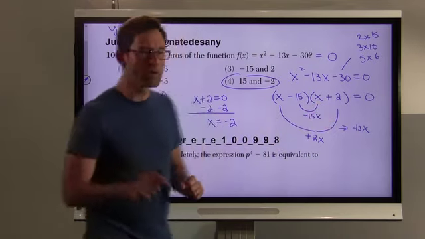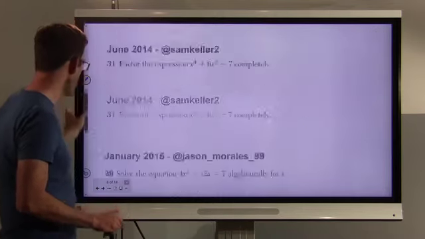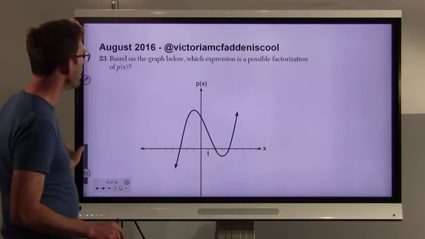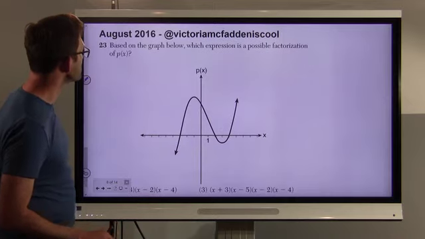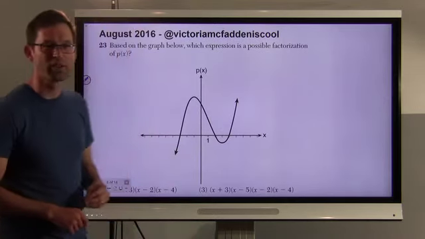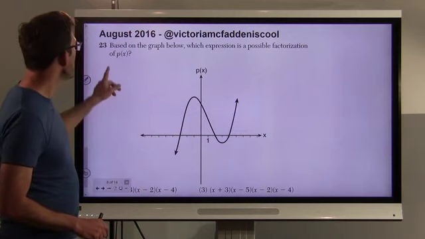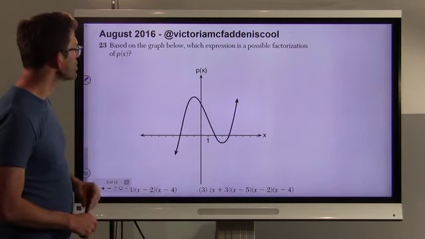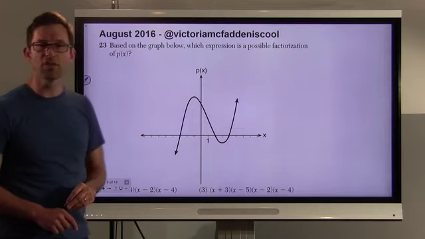Now, the reason that's important is just really quick. I'm going to pan all the way down to here. Okay. August 2016, at Victoria McFadden is cool, and I'm sure that you are, Victoria, no question about it. It says, 23, based on the graph below, which expression is a possible factorization of P of X?